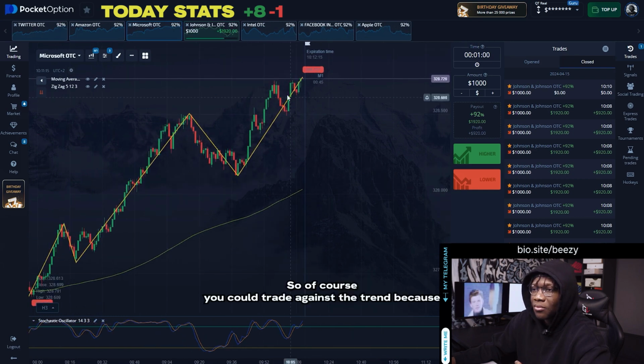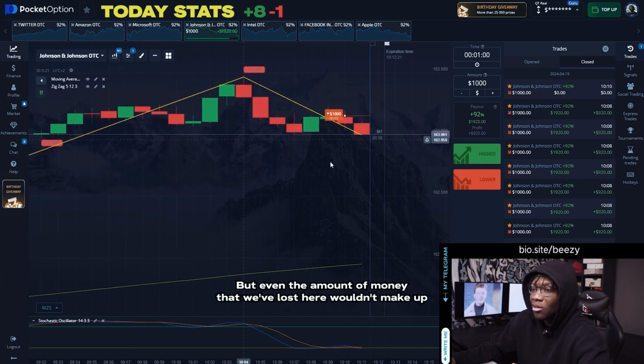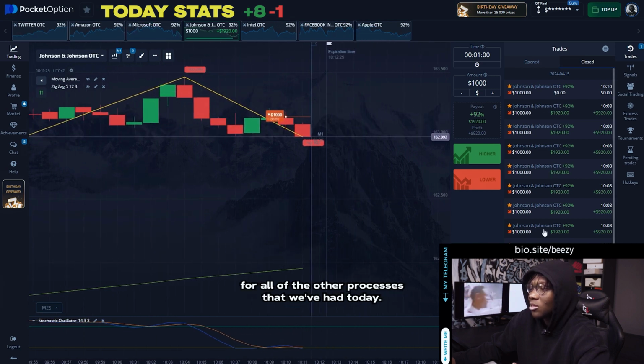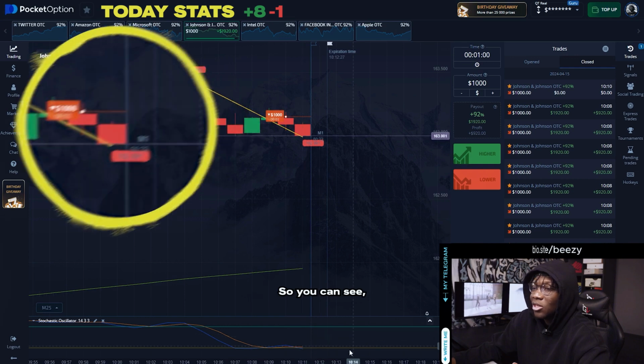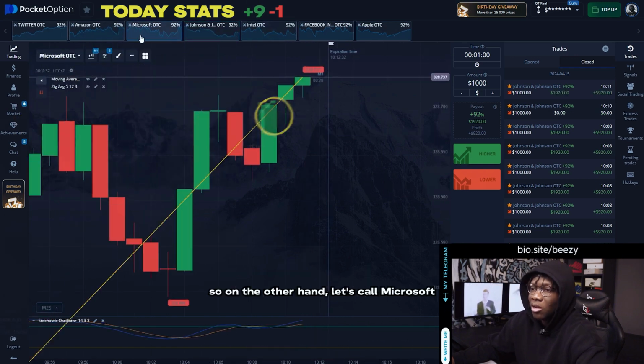So, of course, you could trade against the trend, because if we had entered against the trend here, we probably would have won. But even the amount of money that we lost here wouldn't make up for all of the other profit that we've had today. So you can see. On the other hand, let's go to Microsoft and let's see.